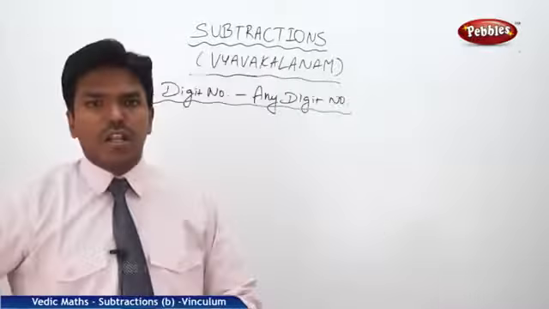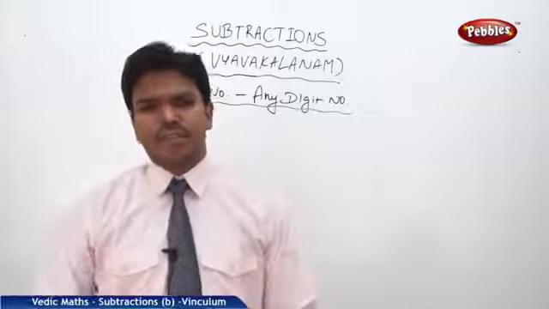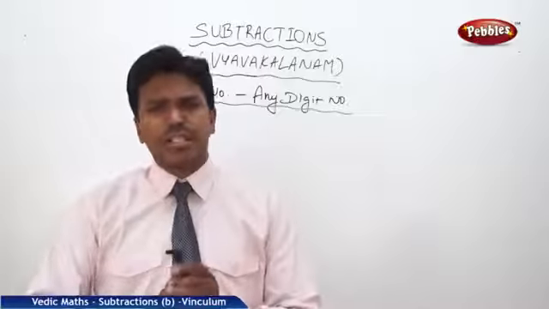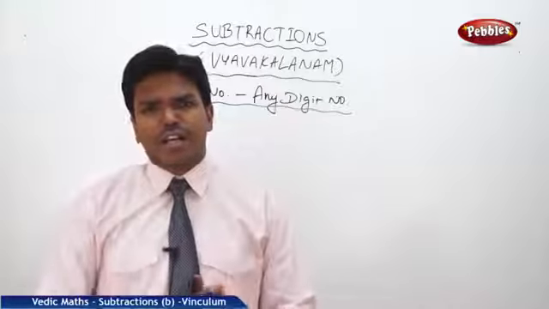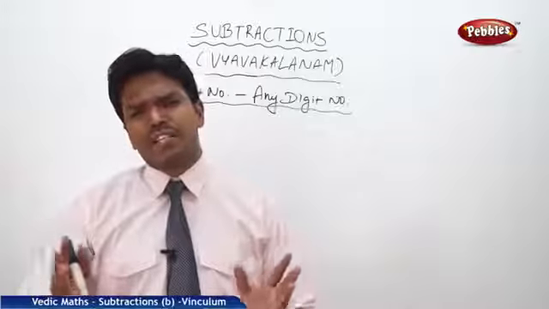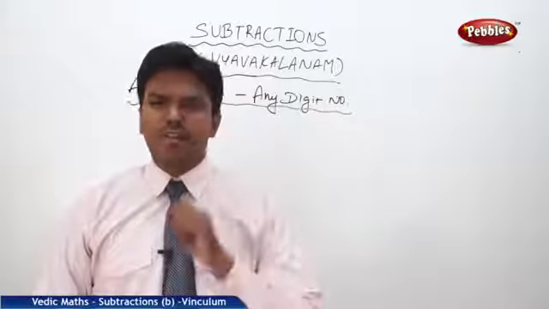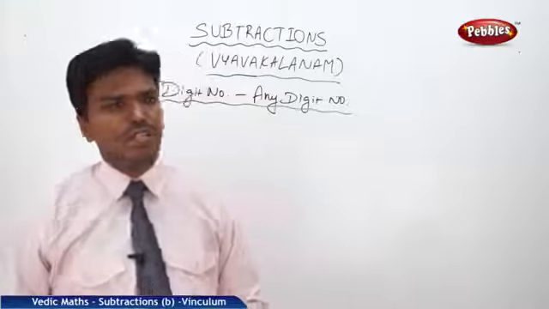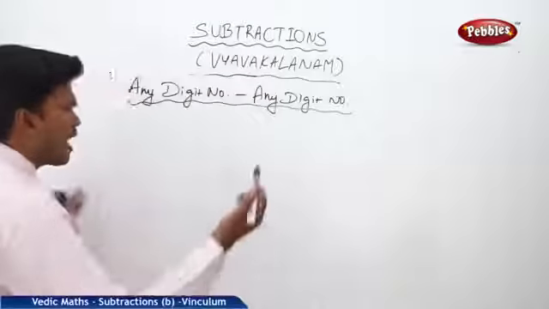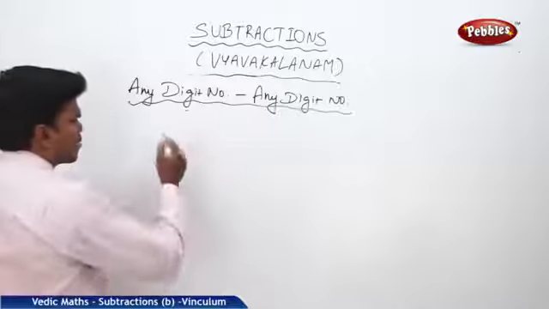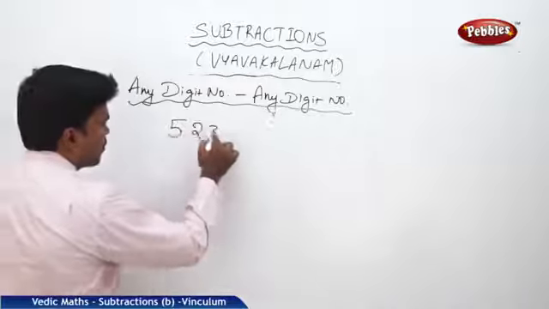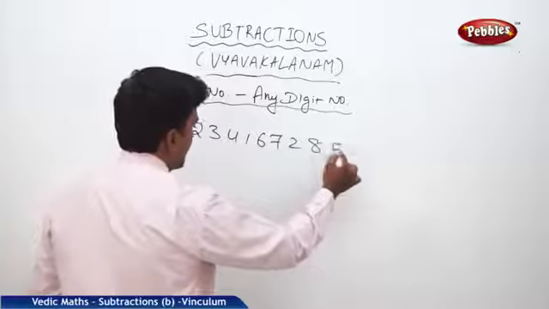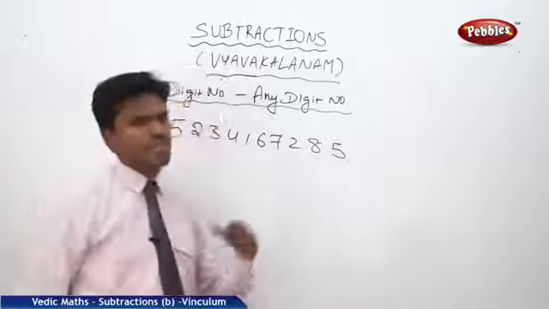Now we are going to see any digit number minus any digit number. Whatever number you take, how many digits it is, doesn't matter to me. You can subtract any big number minus any big number and we can get the answer in an easy and very interesting manner. Just see, I'll say some bigger number randomly: 5, 2, 3, 4, 1, 6, 7, 2, 8, 5. So I have taken some 10 digit number like this.